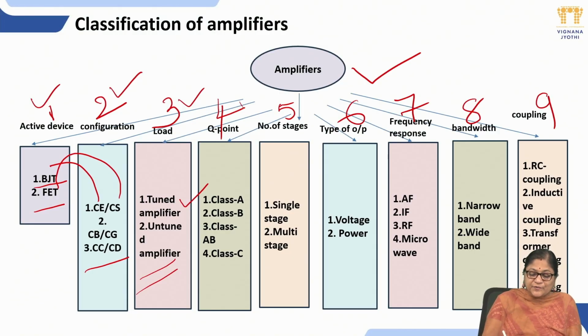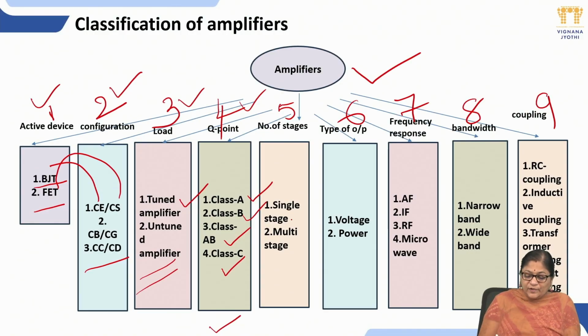Then coming to the 4th one, the Q point. Generally, amplifiers work based on where the Q point is located. If the Q point is in the active region, it is known as class A. If the Q point is at the cutoff, it is known as class B. If the Q point is between the middle of the load line and the cutoff, we call it class AB. Below the cutoff, we call it class C. Now we will see this Q point based power amplifier classification. Later, based on the Q point, these are divided, and this is the one which we are going to concentrate on in these power amplifiers.